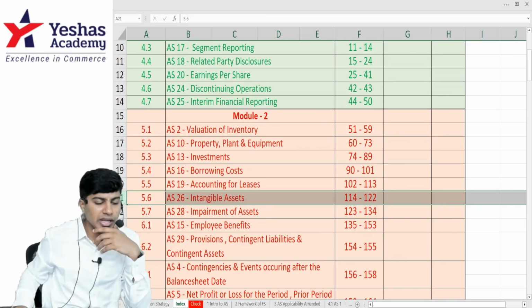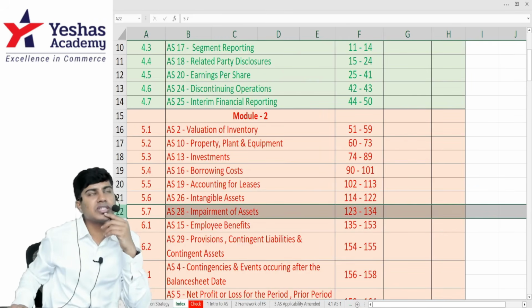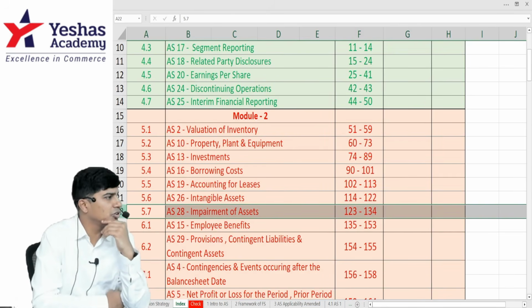Then we have AS28. This is what you can call the elder brother of depreciation. You all must have done depreciation in your PU.